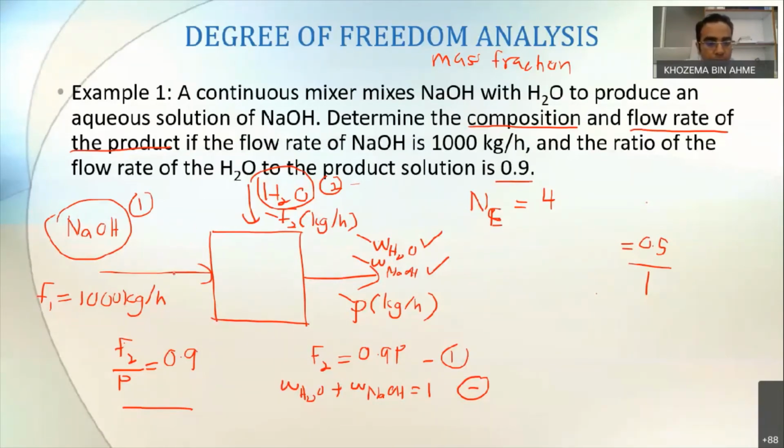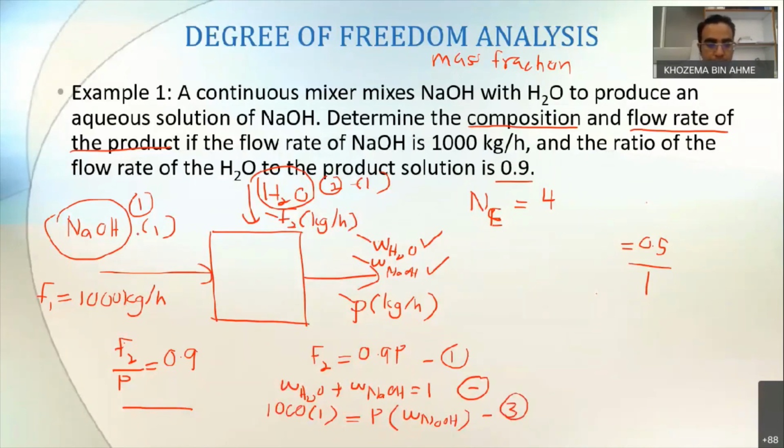Another equation I can write for NaOH is this: I know here the mass fraction of NaOH is 1, and the mass fraction of H2O here is 1. So I can write the mass of NaOH, which is 1000 times 1, is equal to P times mass fraction of NaOH. So this is my third equation.